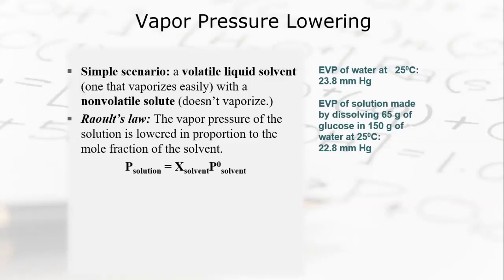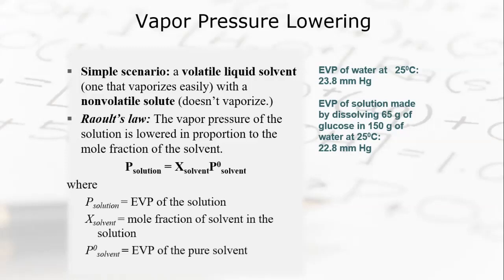So here is the formula for Raoult's Law. In this formula, the P of solution is the equilibrium vapor pressure of the solution itself. X of the solvent is the mole fraction of the solvent. Remember, mole fraction means the moles of one item divided by the moles of all the items in the mixture. And then P naught solvent would be the vapor pressure of the pure solvent at that particular temperature. For example, in this case, if we're talking water at 25 degrees, the vapor pressure of pure water would be 23.8 millimeters of mercury.